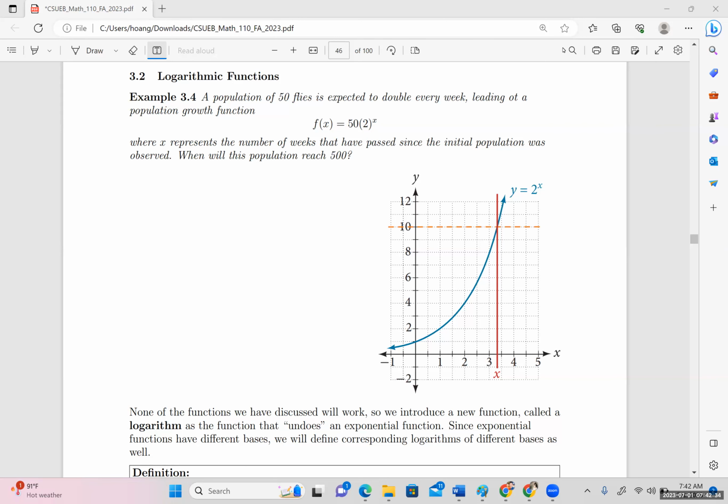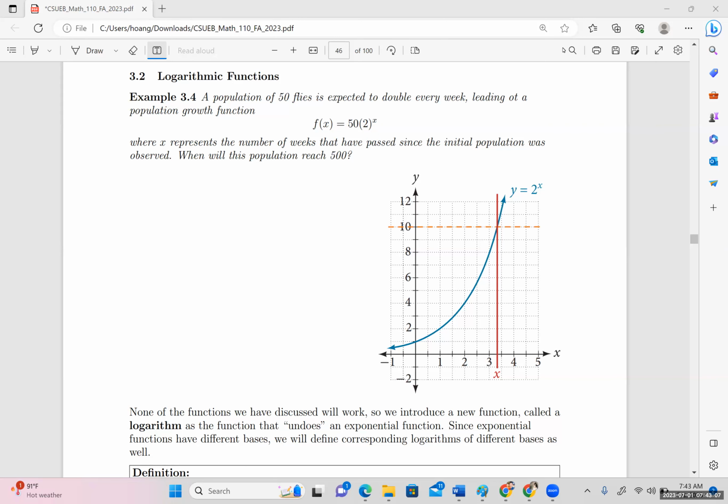Okay, so in the last class we talked about exponential functions. We really apply them to estimate the amount of populations or amounts of money or values in the future. Okay.